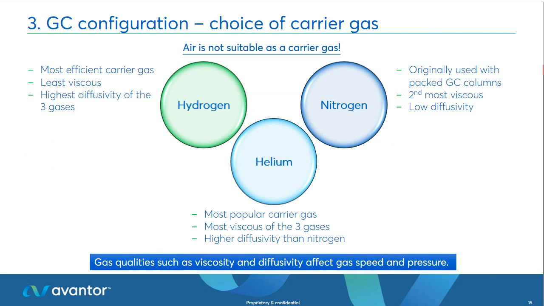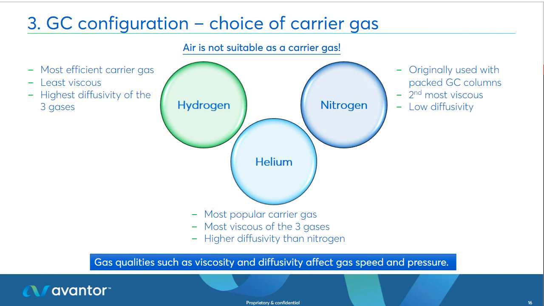So when we look at the GC configuration in relation to carrier gases, you may not have much of a choice if you've got a GC that's already set up with a gas. But here's some information that's very helpful. So nitrogen was originally used with packed GC columns. It can still be used today, but it's got a very slow retention time. It's the second most viscous out of all of these three gases. It's got low diffusivity. Helium is the most popular, but it is the most viscous of all three and has a higher diffusivity than nitrogen.